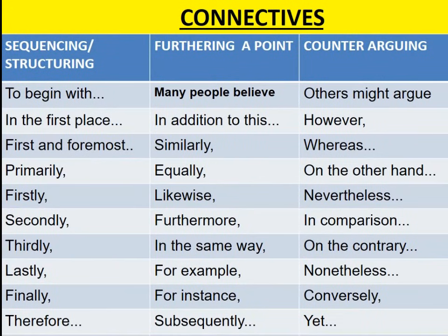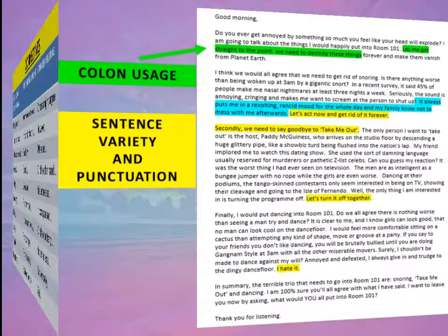Okay, here's the other ways you can start your sentences. Loads of them. So firstly, secondly, thirdly, finally. That's going to be a really good way to structure your answer. But you could also do different ones, like "in the same way," comma, "for instance," "nevertheless," "conversely," "however," "on the other hand." So loads of these.